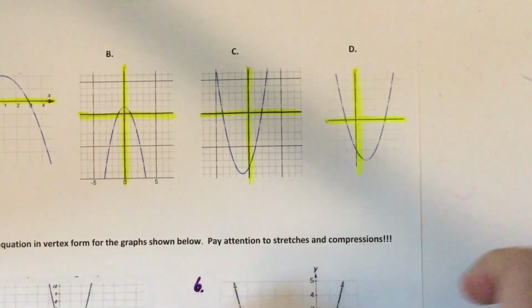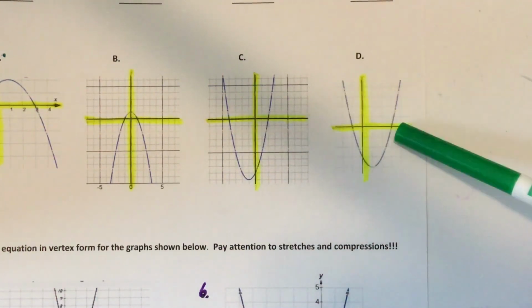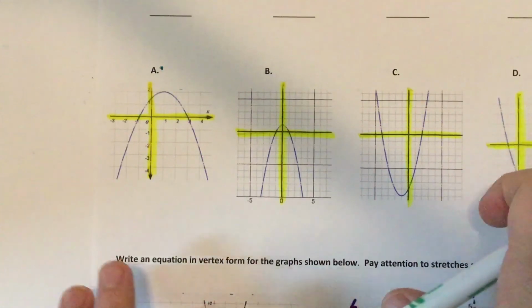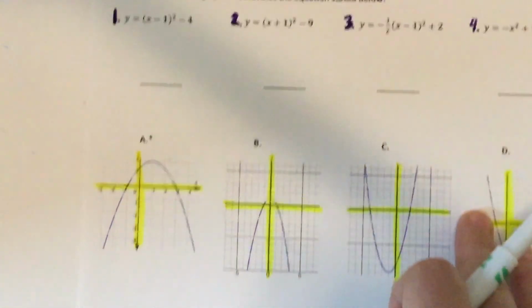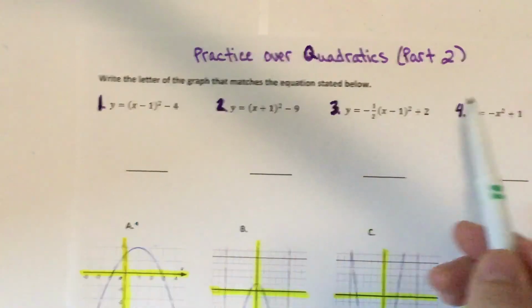Okay, so first of all, we notice that there's 2 graphs opening up and there are 2 graphs opening down. So let's just find the graphs that would open down. So when you're looking at these equations, which ones are going to open down?